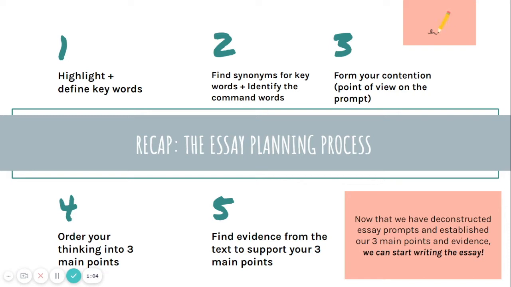Last week and on Tuesday, we reviewed and learnt about how to plan an essay. And we learnt that there's an essay planning process that essentially can be summarized into 5 steps. Number 1, when you get an essay topic, or sometimes your English teachers will call that an essay prompt, you need to highlight and define the key words. You need to first get an understanding of what the topic is about. Secondly, you need to find synonyms for these keywords because you don't want to use the same keywords over and over again in your essay.